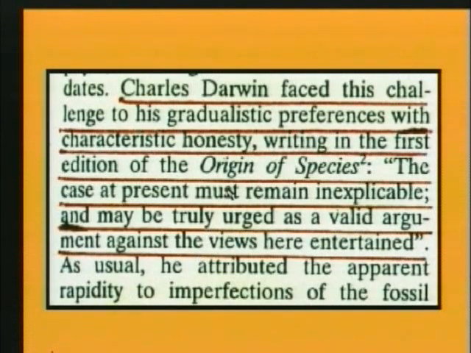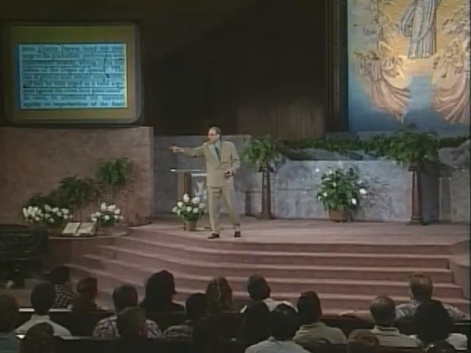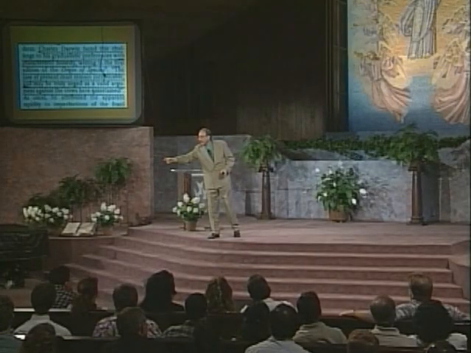Wow! Charles Darwin faced this challenge of his gradualistic preference with characteristic honesty. Writing in the first edition of Origin of Species, the case at present must remain inexplicable and may truly be urged as a valid argument against the views here entertained. Question: did Charles Darwin know there was a problem with this already? So everybody else after that has known that there was a problem with this already, right or wrong?